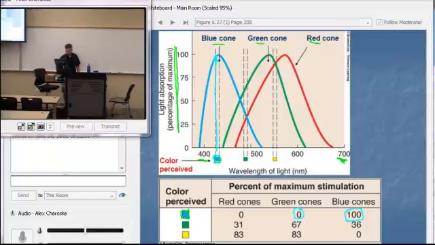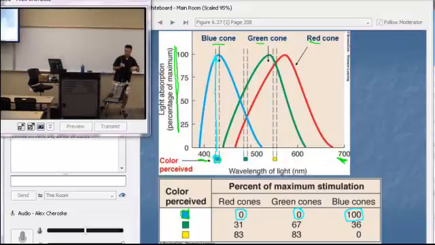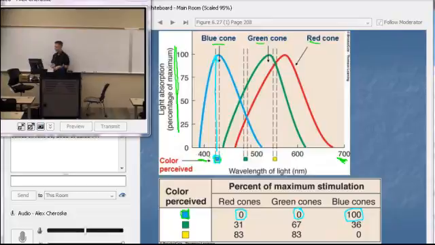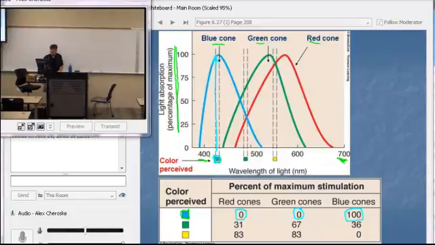So that means the green cones, even though it's a blue light going in there, aren't going to get stimulated at all. They're going to stay silent. They didn't see anything. Red cones, same thing. It doesn't overlap with what they would normally be stimulated by, so they're all going to be quiet. So what the brain gets is red cones, quiet. Green cone, quiet. Blue cone, 100% of them said they saw something. So the brain says, oh, okay, I saw blue. Okay? Sounds pretty simple, right? Blue cone's all stimulated. I saw blue. All right. Let's look at the next one.